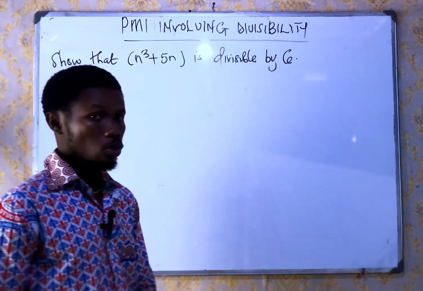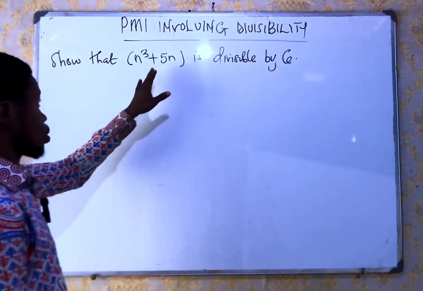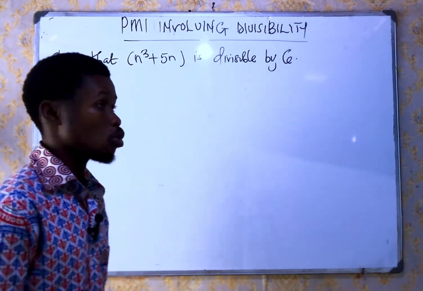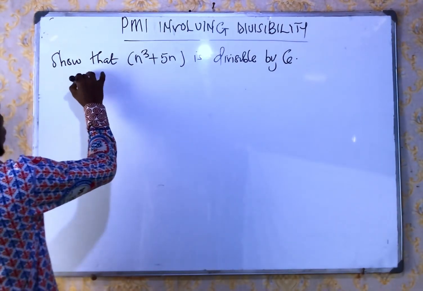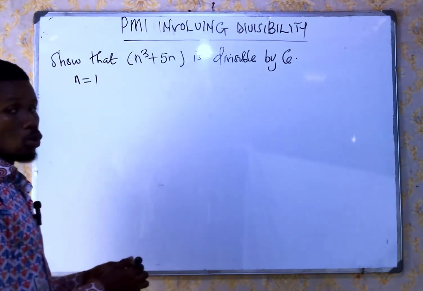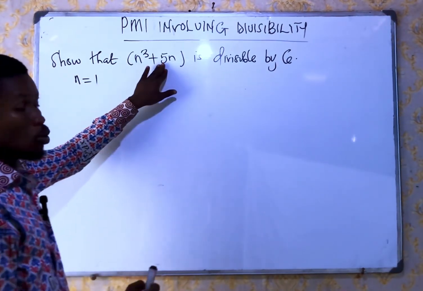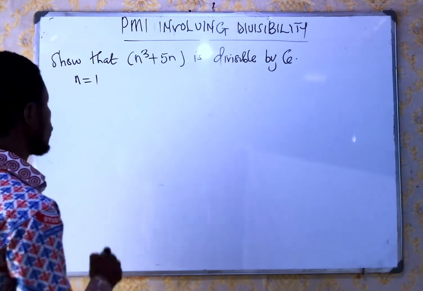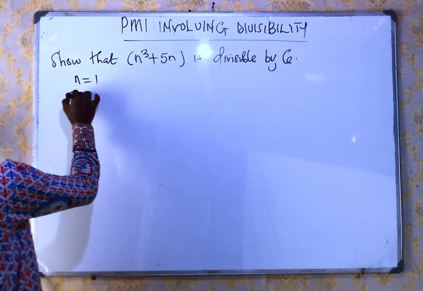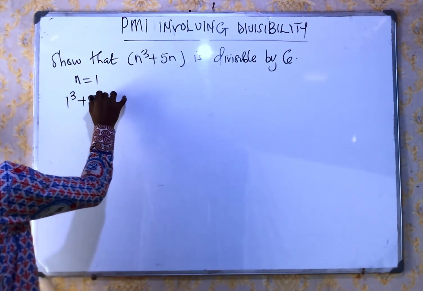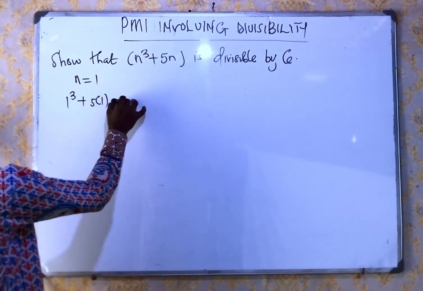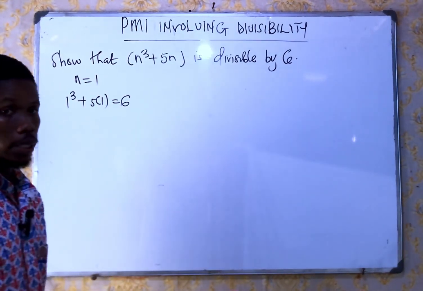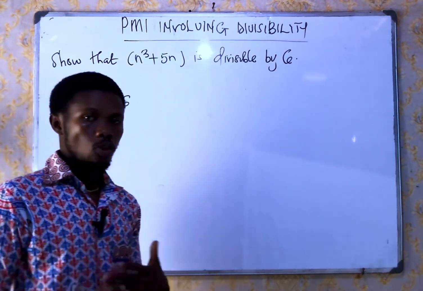The rule still holds. Rule number 1 says that if you want to do such a thing, first you say that let n be equal to 1. So we say that n is equal to 1. So when n equals 1, we substitute n here to see whether the number that we are going to get is divisible by 6. So that will be 1 cube plus 5 to the power 1. This will give us 6. So with this, we can say that 6 is divisible by 6. So that one, we have no problem with that one.